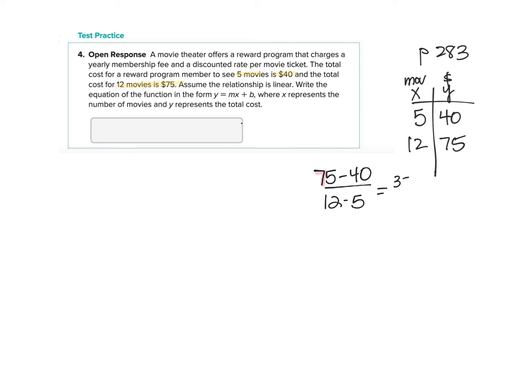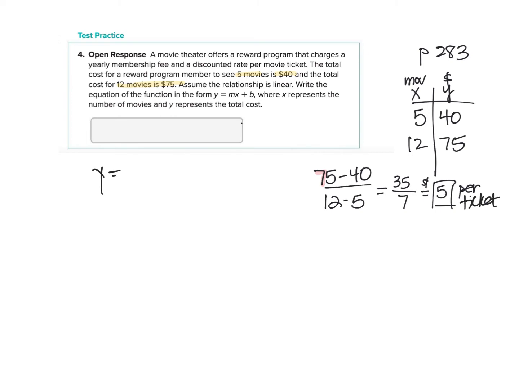All right, so you should get 35, and then 12 minus 5 is 7. And 35 divided by 7 is 5. So my rate of change is 5. So it looks like it's $5 per movie ticket. So that was my discounted rate. So $5 per ticket. Now I want to find what my initial membership fee is.